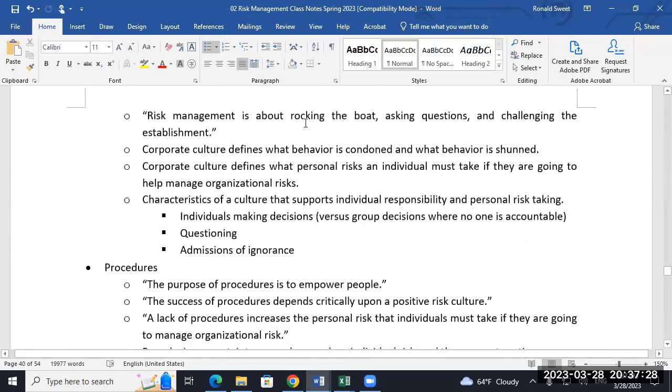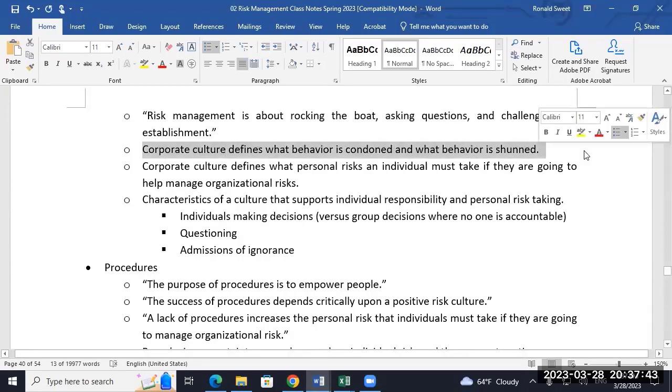So it's about rocking the boat. Now, don't overemphasize this in an interview, because they might get a little nervous. Like, yeah, I want to rock the boat, make people nervous, but say it in a good way. But you want a culture that allows you to do that. Culture is about what behaviors are condoned and what is shunned.